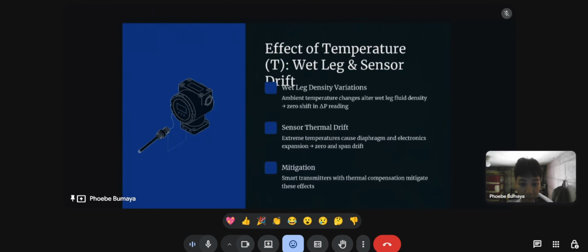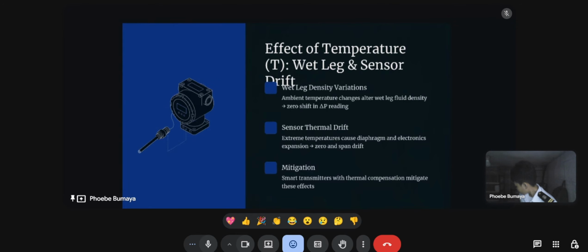For the effects of temperature, wet leg and sensor drift: wet leg density variation, where ambient temperature changes alter the wet leg fluid density and cause a zero shift in the reading. Sensor thermal drift: extreme temperature causes diaphragm and electronic expansion, leading to zero and span drift. For mitigation, a smart transmitter with thermal compensation mitigates these effects.